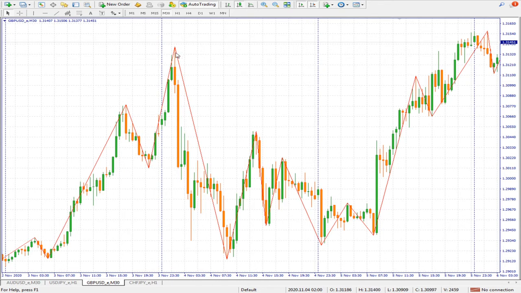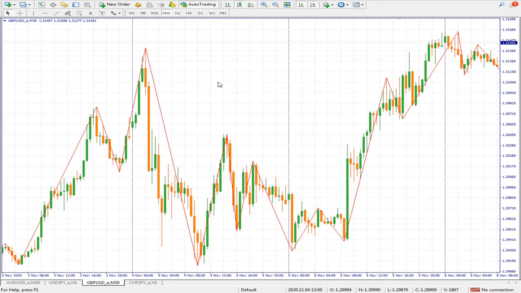This is known as the Zigzag Indicator. This is a standard indicator, which means it comes by default with MT4. And how I use it is this: I use it to set stop losses.